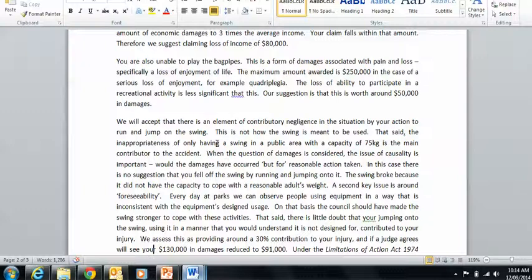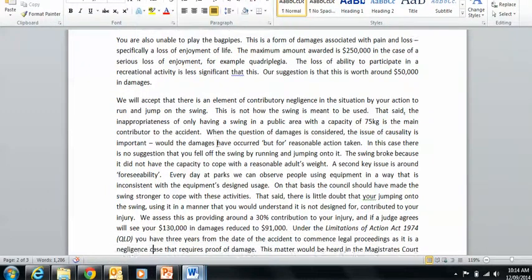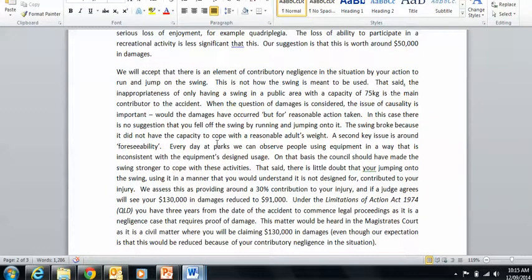And foreseeability, we can observe people using equipment in that way. So we insist that you have provided about a 30% contribution to the situation. You could argue anything else, but that's what I've argued. I've given the reasons why and come to that conclusion. So I said the 130 damages goes down to 91. And then I've put some things in here that we haven't looked at, but I've popped in your email.